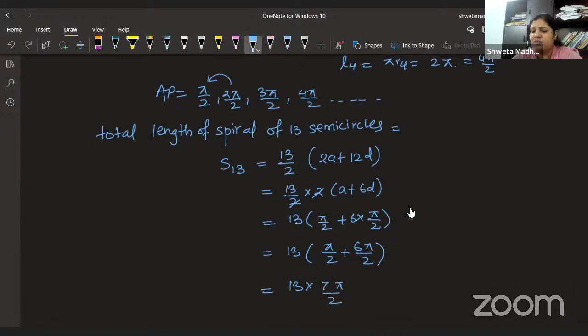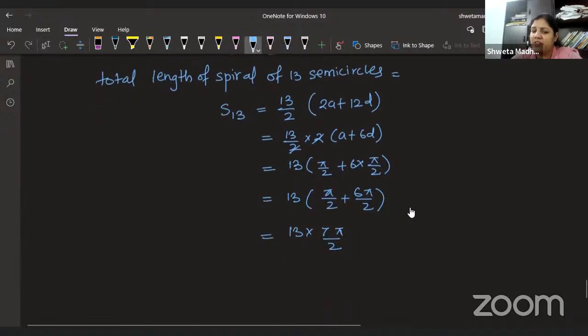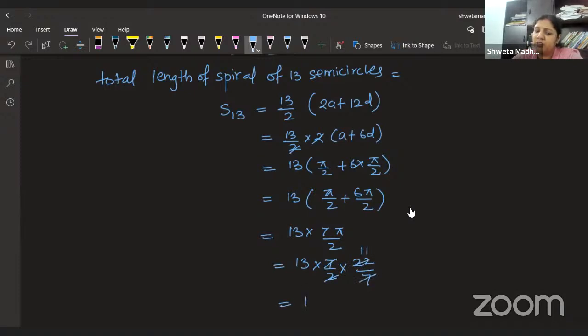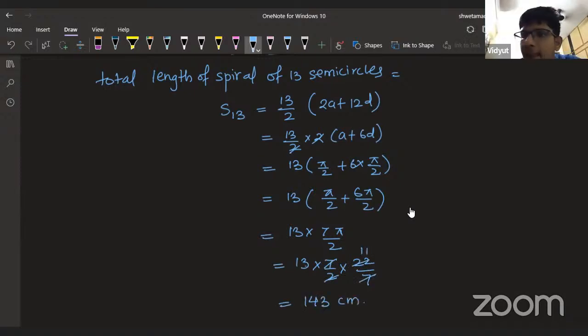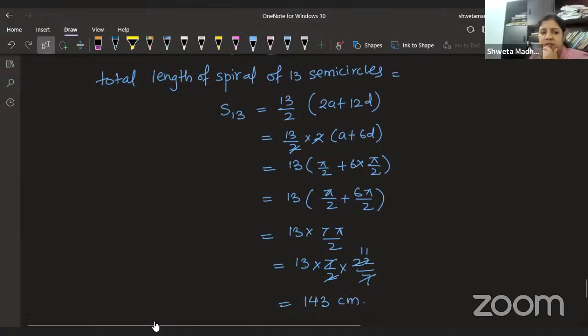And now substitute the value of pi, because now 7 gets divided. 13 into 7 by 2 into 22 by 7. 7 gets cancelled. 11 into 13 is 143. 143 centimeters. Understood? So here the main step is to find the circumference in this question. Finding the AP is important in this one.